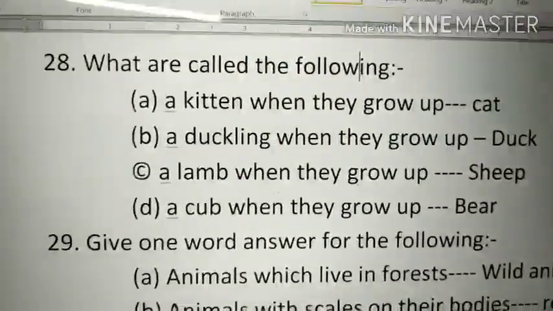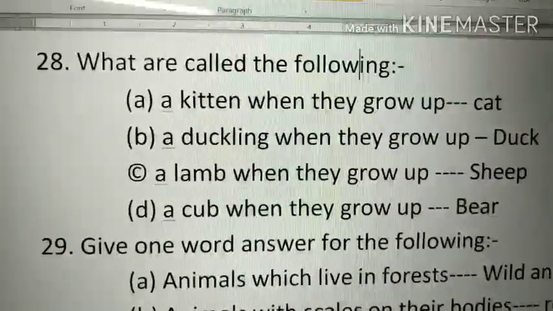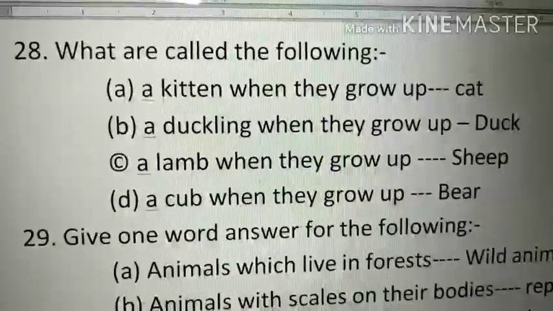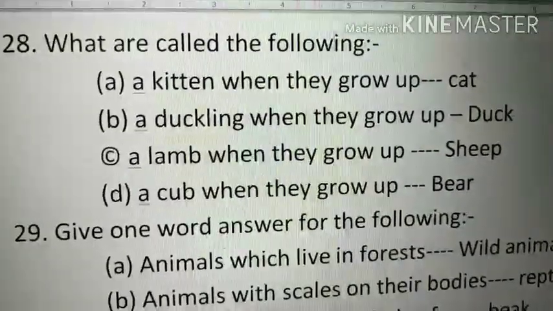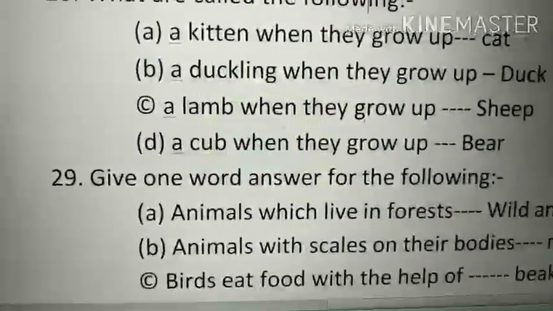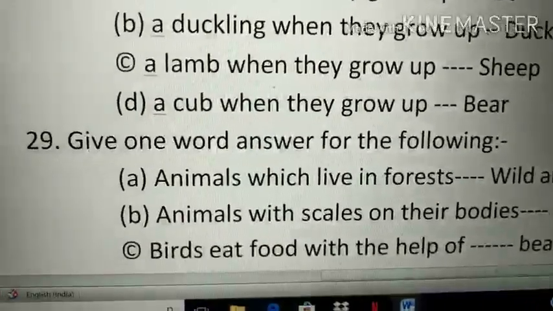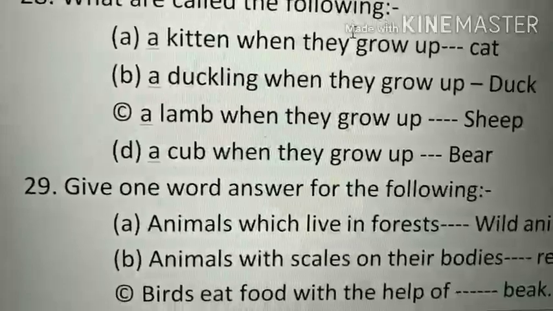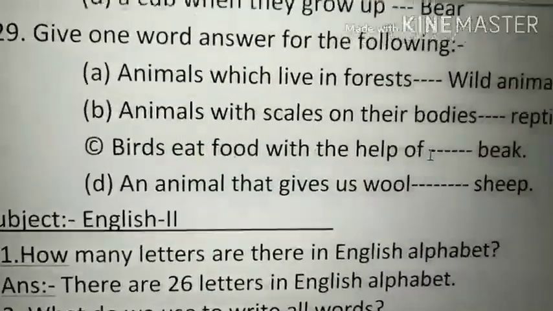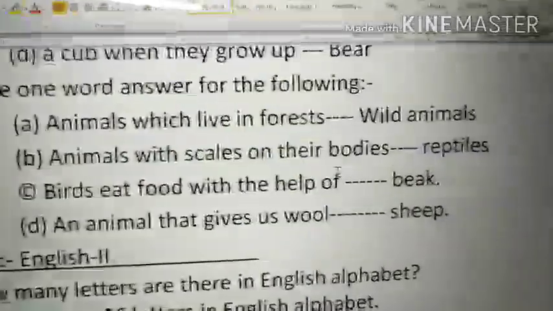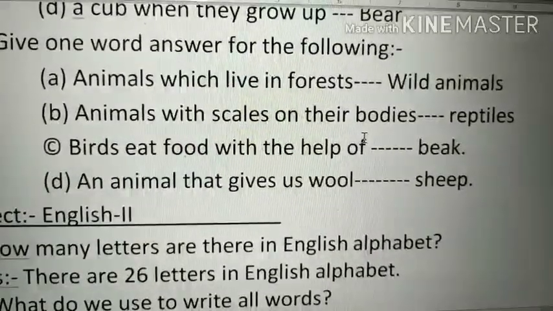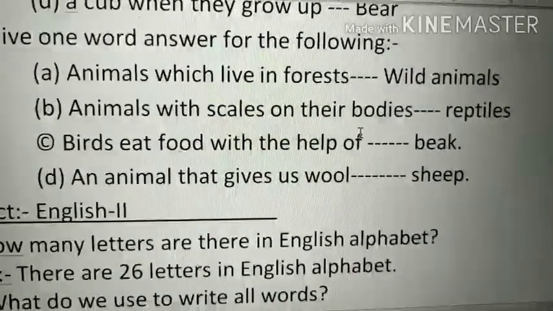Question 28. What are the following called when they grow up? A kitten, a duckling, a lamb, a cub. Question number 29. Give one word answers for the following. A, animals which live in forests. B, animals with scales on their bodies. C, birds eat food with the help of. D, an animal that gives us wool.